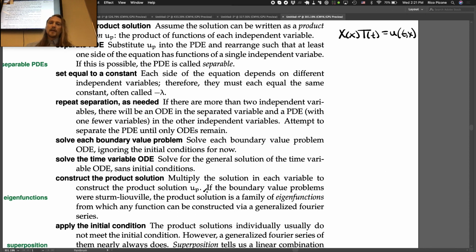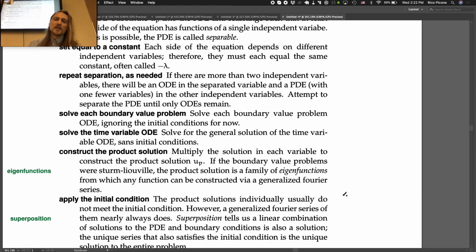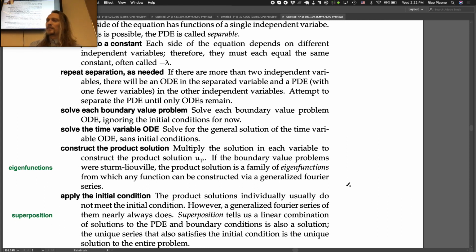If the boundary value problems were Sturm-Liouville, the product solution is a family of eigenfunctions from which any function can be constructed via a generalized Fourier series, which is how we're going to match that initial condition in a moment. It's not guaranteed otherwise. If they were Sturm-Liouville, you know it's going to work. If it's not Sturm-Liouville, it still might work. You still might be able to construct a generalized Fourier series from those eigenfunctions. The Sturm-Liouville one just guarantees it.